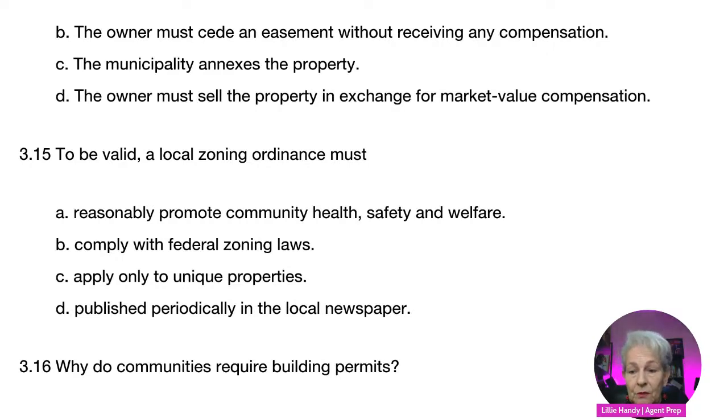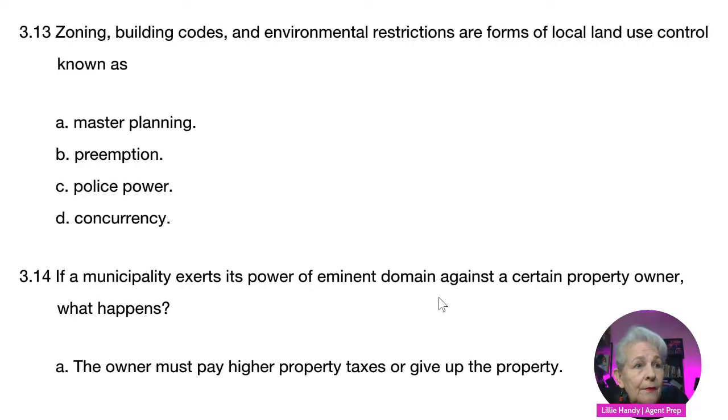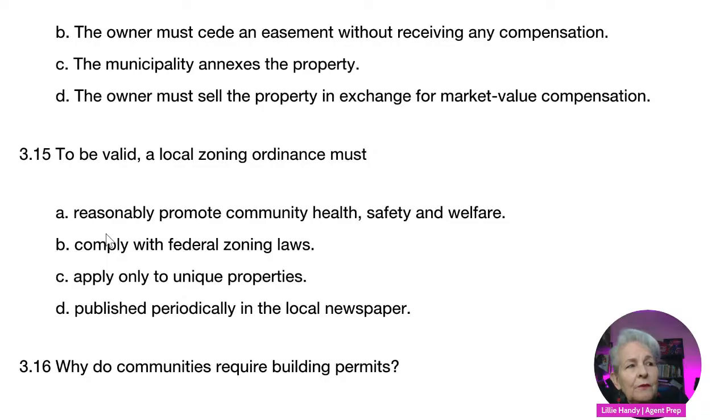It's for safety, right? What did the prior question say? Oh, no, I'm sorry. So the answer is A, to reasonably promote community health, safety, and welfare. That's why there is zoning. Oh, great. You changed your answer. That's awesome. Sometimes when we change the answer, we get it wrong. But in this case, you got it absolutely correct, MJ Smith.